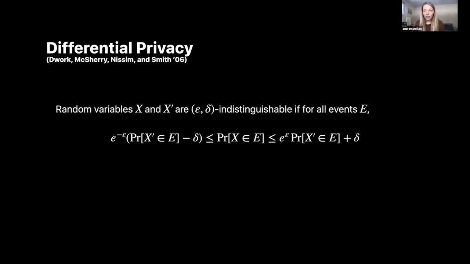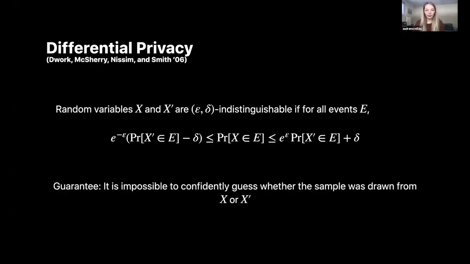Think of epsilon here as pretty small, say like 0.1-ish, and delta as, say, 10 to the negative 6-ish, very small. So what this inequality is really saying is that these two probabilities have to be close. This is a formalization of the statement we said before: if I get a sample from X or X prime, it's impossible to confidently guess which one it came from, because that output was almost as likely under both of them.